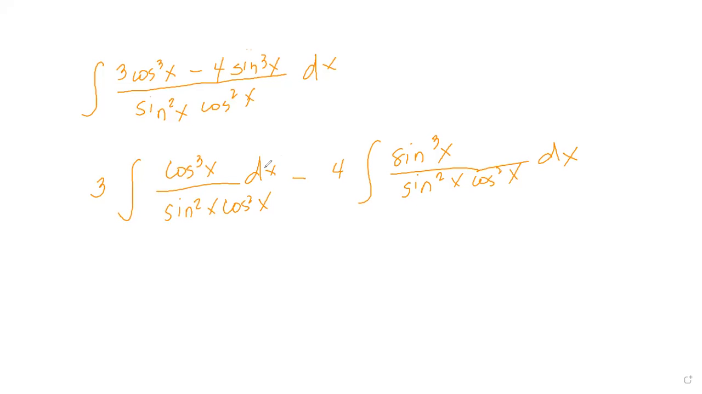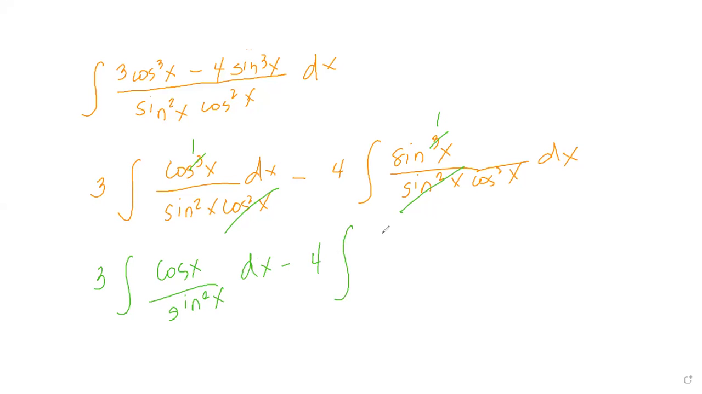So you have actually distributed the sine squared x, cosine squared x to the two terms in the numerator. I hope I've copied it correctly. Now, in here you could see that you'll be able to get the cosine squared here. What remains here is 1. In the second one, you will be able to get this one. What remains here is 1. So you will have 3 integral of cosine of x over sine squared x dx minus 4 integral of sine x over cosecant squared x dx.